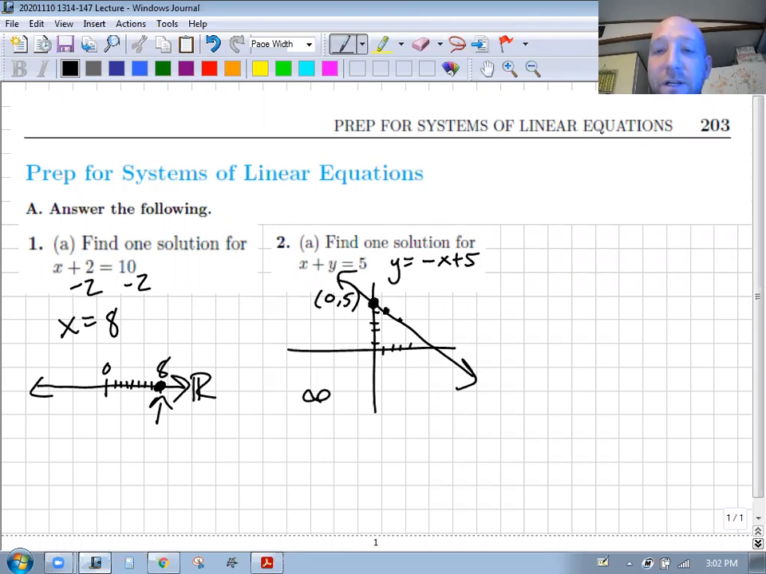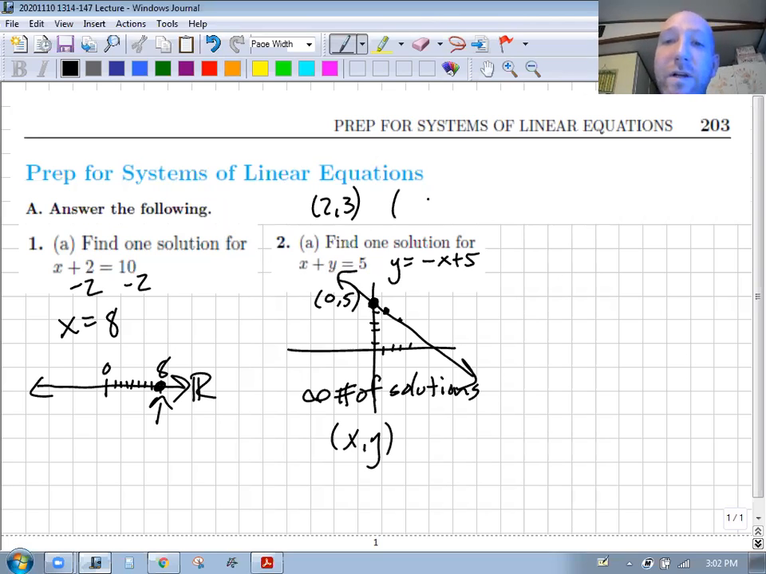There's an infinite number of solutions to this equation, and they all look like x, y. It's a pair of numbers that satisfy this equation. 2 and 3 works. 2 plus 3 is 5, right? 1 and 4 works. We already did 0 and 5. This point right here would be 5 and 0, because 5 plus 0 is 5. So this is two unknowns in one equation. The solution is a set of coordinates that happen to fall in a line.